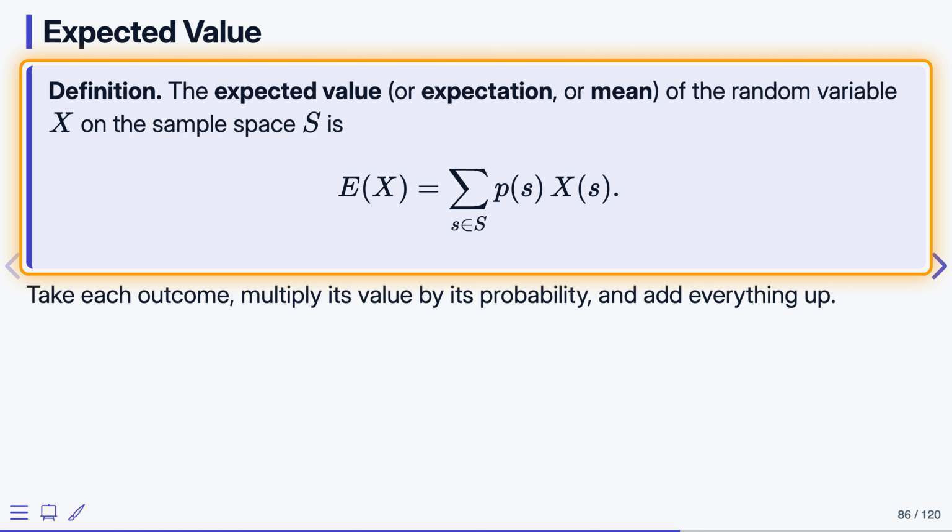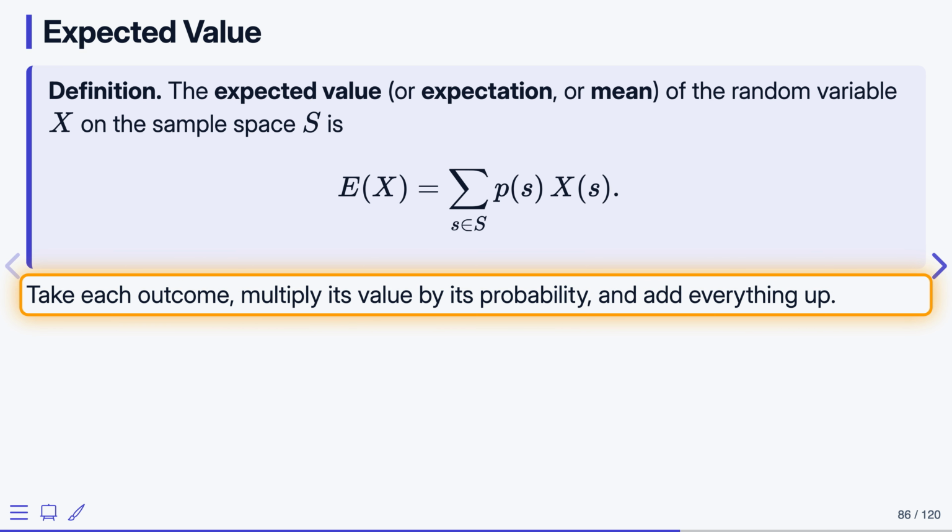The expected value is the average outcome, weighted by probability. The recipe is short. Take each outcome, multiply its value by its probability, then add all those products together. The result is the number you would see if you repeated the experiment many times and took the average. Let's try it on a die.